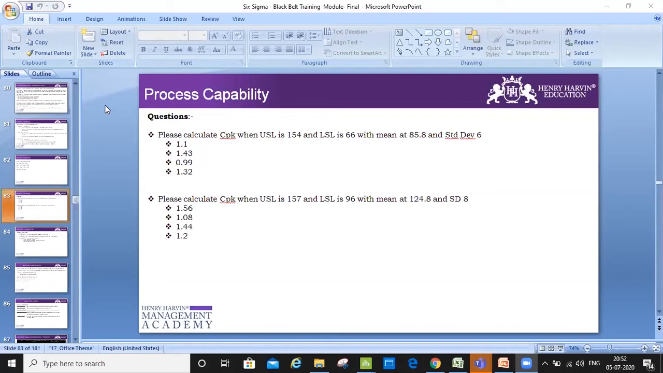Okay. Great. So we have 2 examples here. You can try it at home when you are free to calculate CPK. We have LSL and USL given, we have the mean given, and we have the standard deviation given. So you can do that.